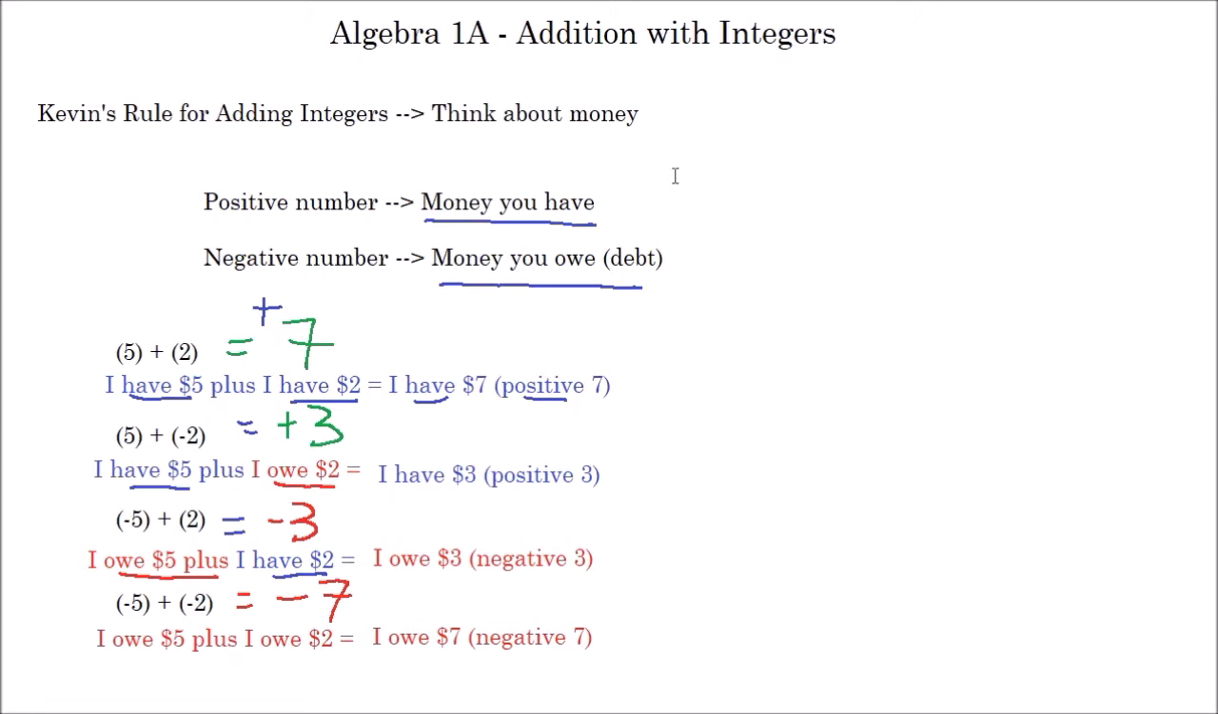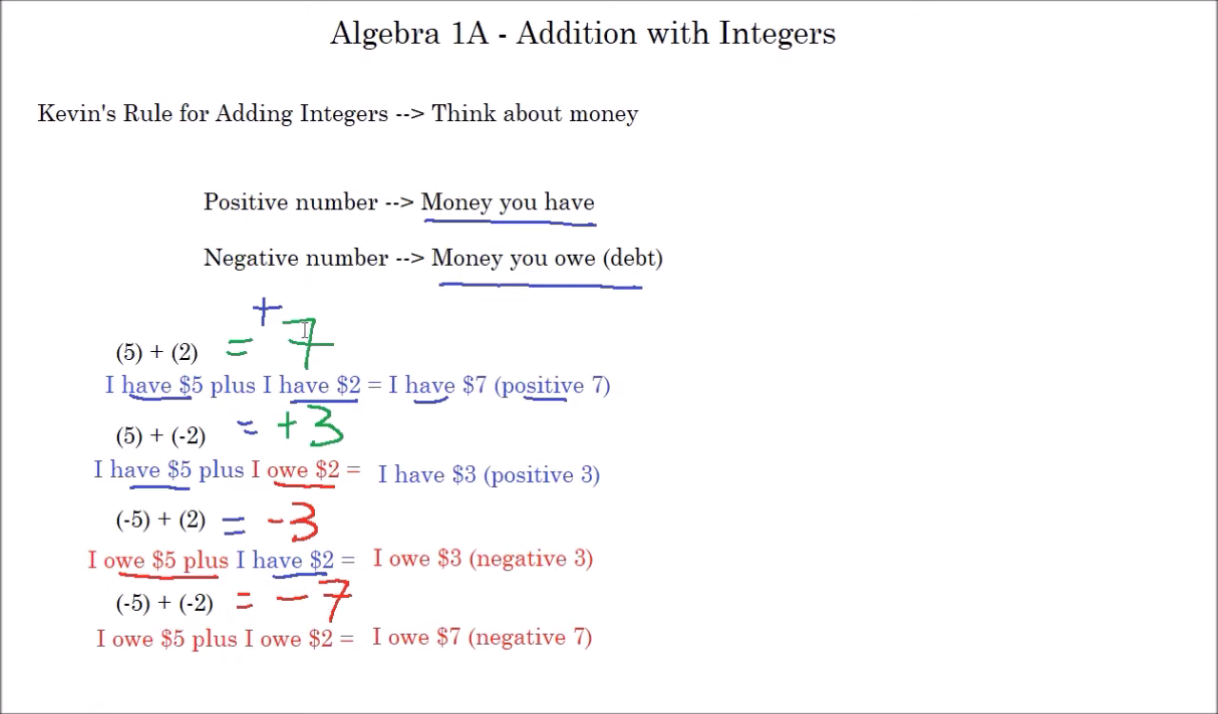Some people use a strategy where if both numbers are positive, add them. 5 was positive, 2 was positive, we added them, 5 plus 2 is 7. If both numbers are negative, like this last example, negative 5 and negative 2, we can add 5 plus 2 and get 7, but it was a negative and a negative, so we still have a negative. Money we owe plus more money we owe resulted in more money we owe. So if they have the same sign, both positive or both negative, go ahead and add the numbers and keep the sign.